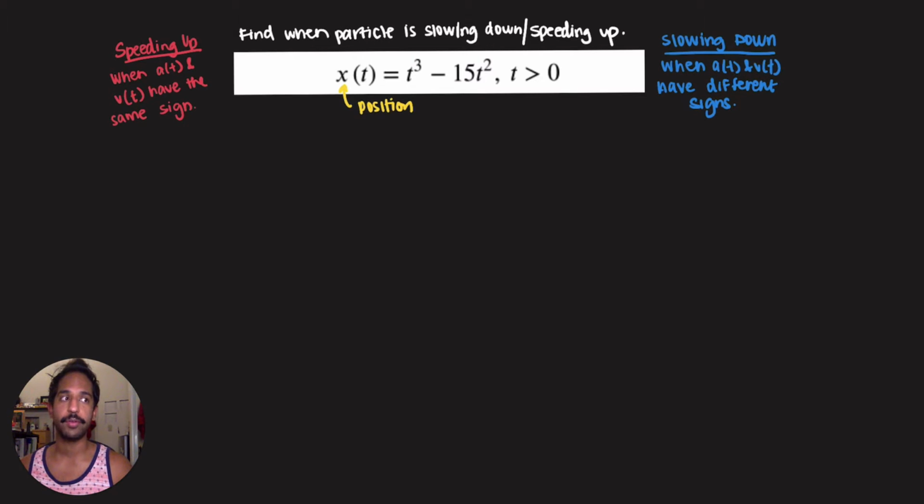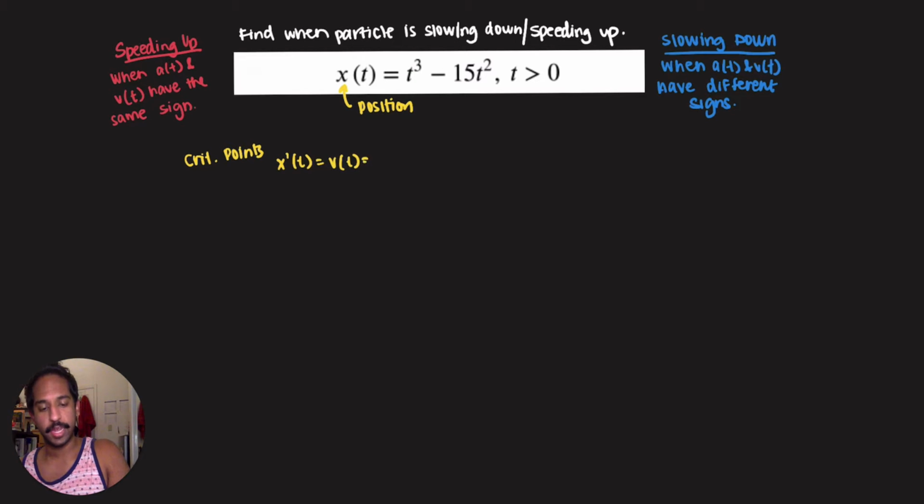So how do we determine that? We've got to make a double sign chart. To do that, we need to know our critical points and our candidates for points of inflection. To find critical points, we're going to need to find the derivative of the position graph to find velocity. We know that x prime of t is our velocity, and in this case, that's going to be 3t squared minus 30t. And then we also need to find candidates for points of inflection.